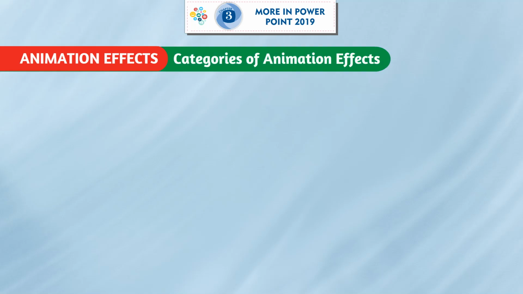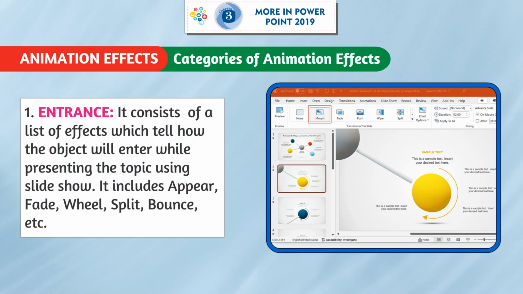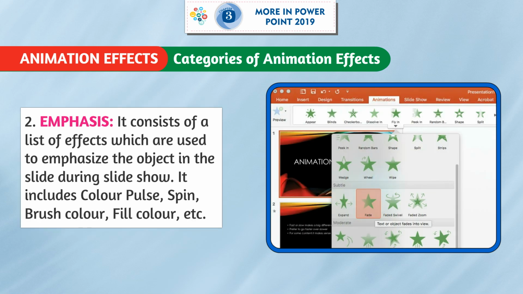Categories of animation effects. Animation effects are generally divided into 4 categories as explained below. 1. Entrance. It consists of a list of effects which tell how the object will enter while presenting the topic using slideshow. It includes appear, fade, wheel, split, bounce, etc. 2. Emphasis. It consists of a list of effects which are used to emphasize the object in the slide during slideshow. It includes color pulse, spin, brush color, fill color, etc.